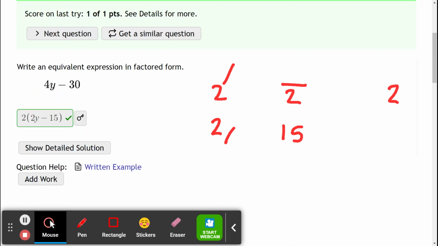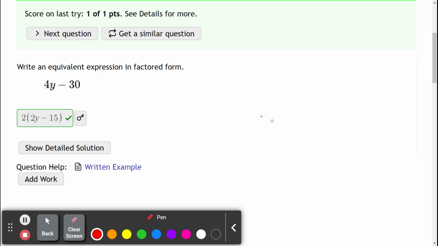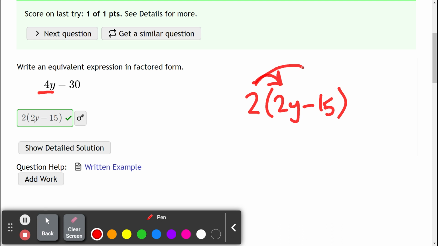Now, we can also check our answer before we hit enter, to make sure. How do I know that that's the right answer? Well, if I have 2 times 2y minus 15, I can check it by distributing. What's 2 times 2y? That's 4y. And what's 2 times negative 15? That is negative 30. So it brings me back to the beginning, which shows me that the answer is right.